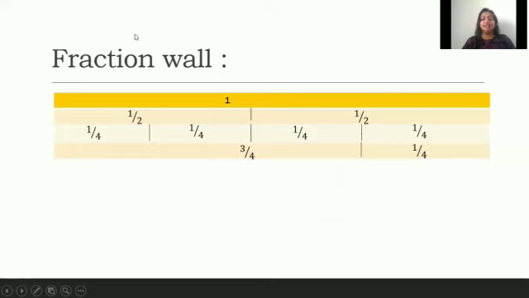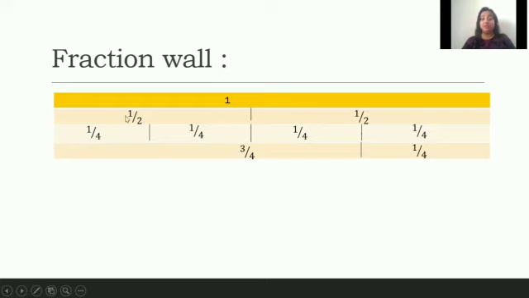Let us consider this fraction wall. It is a very interesting way to understand fractions, and it helps you understand equivalent fractions as well. So pay attention here. Look at this fractional wall. Let's suppose this is 1 brick. I have kept this as 1 brick. Let's suppose I just halve it. So this part will be half and this part will be half. So 1 brick has 2 halves, right?